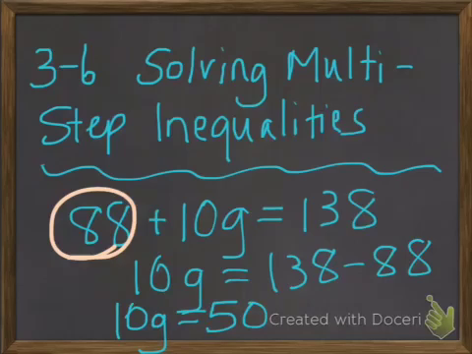Now we're back to a single step equation. So I would divide both sides by 10. 50 divided by 10, you should have had g equals 5. So this should be knowledge that you have from the beginning of Chapter 3.